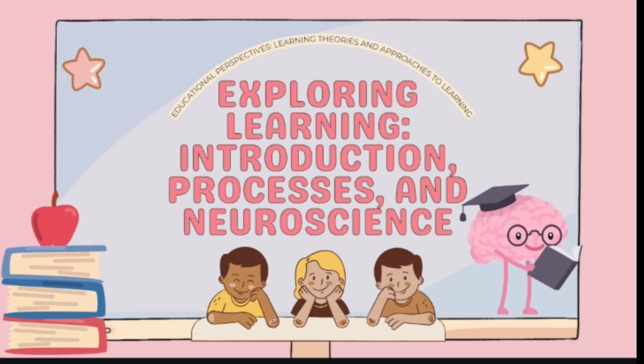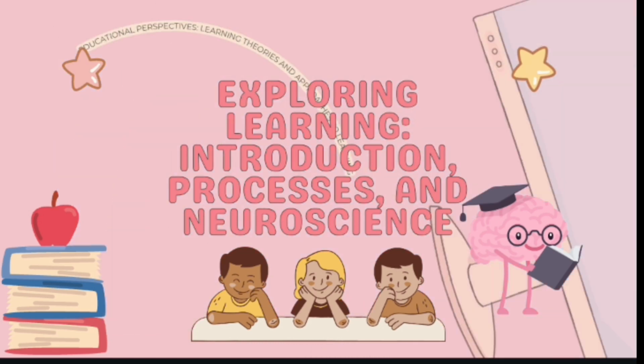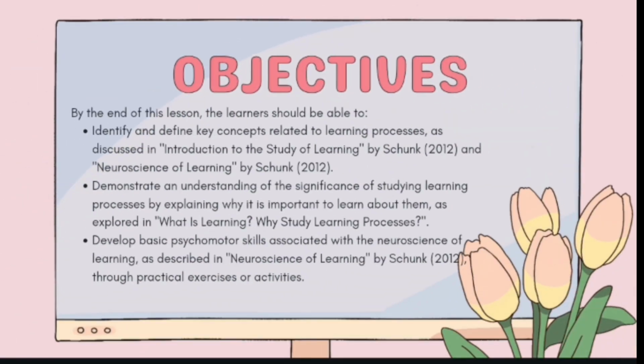So first, let me read to you the objectives. By the end of this lesson, you should be able to, first, identify and define the key concepts related to the learning processes. Second, demonstrate an understanding of the significance of studying the learning processes. And third, develop basic psychomotor skills associated with the neuroscience of learning as described in the Neuroscience of Learning by Schunk in 2012 through practical exercises or activities.